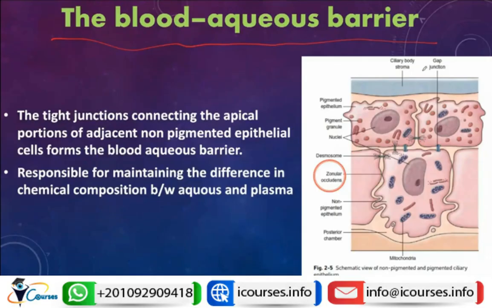So different contents can pass from the plasma to the pigmented ciliary epithelium to the non-pigmented ciliary epithelium, but since there is a tight junction between the apical portions of the adjacent non-pigmented ciliary epithelium, this will prevent further passage of these unwanted contents from the plasma into the posterior chamber. And this also will be responsible for maintaining the difference in the chemical composition between the aqueous and the plasma.